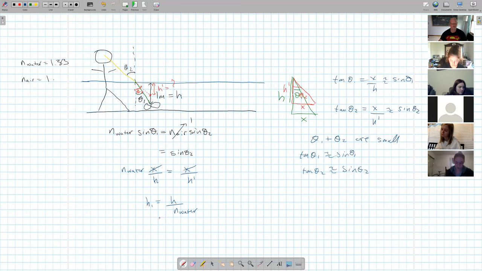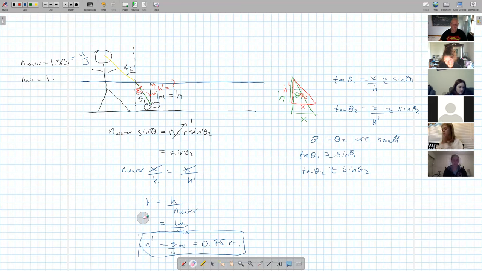All right. So 1.33, that's actually the same thing as what? 4/3, right? So this is the same thing as 1 meter divided by 4/3, which is the same thing as 3/4 of a meter, which is 0.75 meters. So the apparent depth that she sees her goggles at is actually 3/4 of a meter as opposed to a meter. So this is Snell's law.